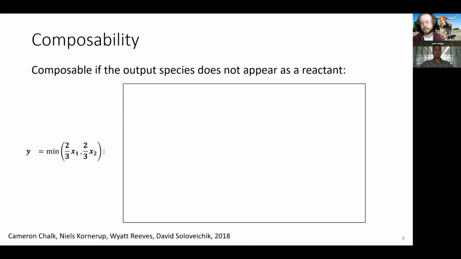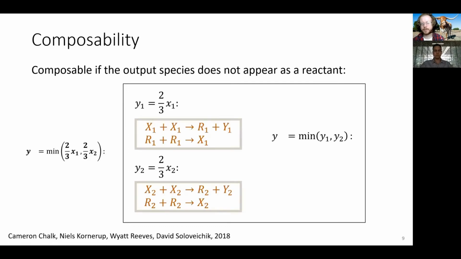So let's look at an example. Let's say we want to compute this function on the left here. We're going to create these three modules using chemical reaction networks, and then we're going to compose them together to compute the entire function. I've already shown you how to compute 2/3 of X, so we'll have two distinct chemical reaction networks for each of those.